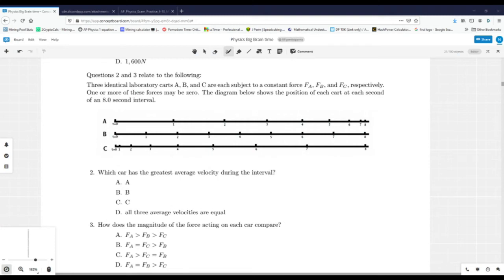Alright, so again, we're looking at questions 2 and 3. Once you have an answer, put it in homework help, AP homework help, or message it to me.